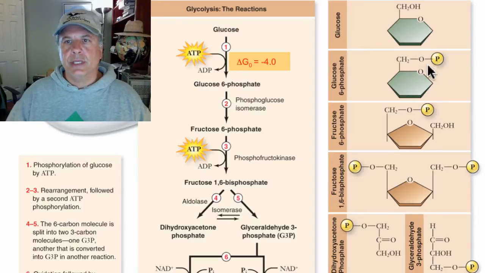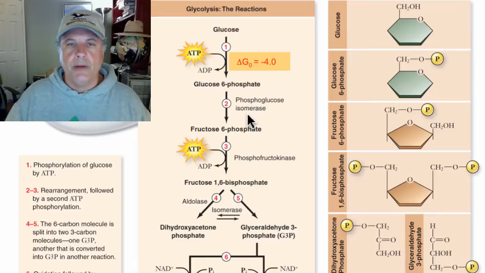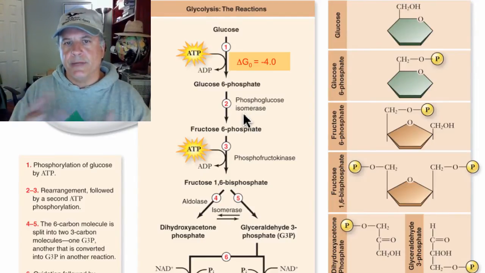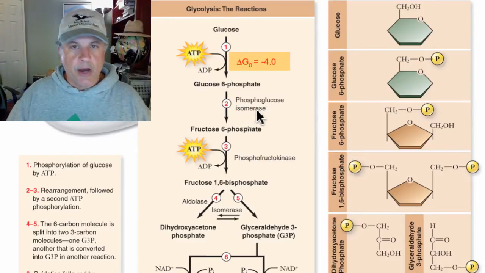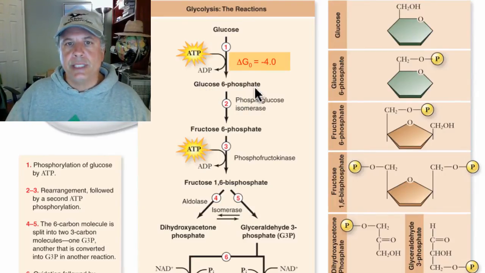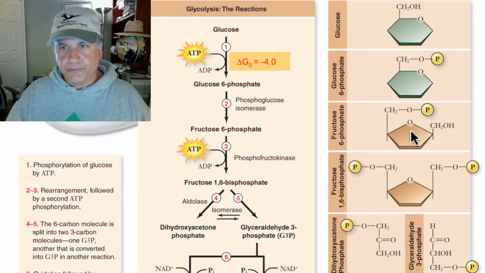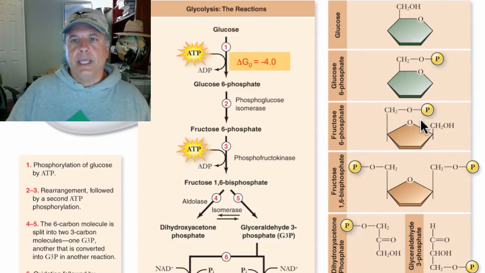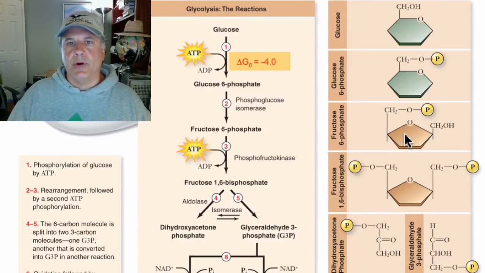So we have glucose 6-phosphate, and in step 2, an isomerase comes in. You know what isomers are. They have the same molecular formula, but different arrangements of the atoms. So phosphoglucose isomerase isomerizes glucose 6-phosphate to fructose 6-phosphate in step 2. And here is fructose 6-phosphate. This is a complex process, but the net result is an isomer of glucose 6-phosphate, fructose 6-phosphate.